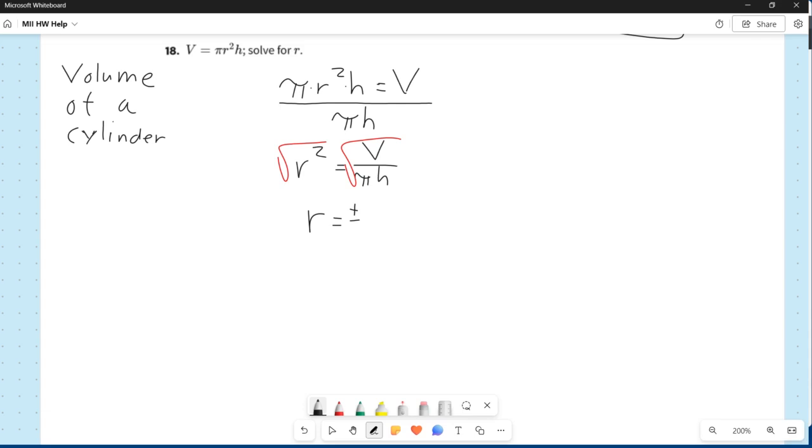So to account for that fact, whenever we do this square root business to get rid of a squared, we have to introduce this plus minus to account for both of those possibilities. And then if we just continue on, everything else stays the same, and it's v over pi h. And technically, that is our answer.